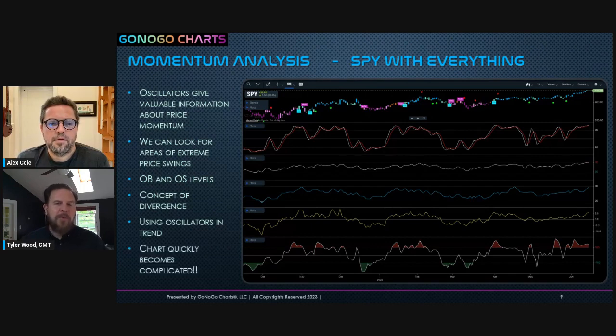And more importantly, when we stack the checklist, multiple momentum indicators, we start to see the price panel shrink beyond recognition. We can't see important areas of support and resistance. We can't analyze price action itself because we've got too much clutter on our charts.